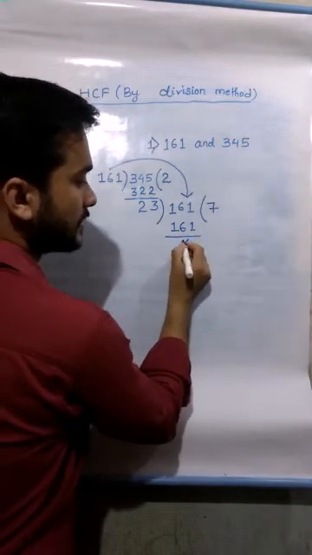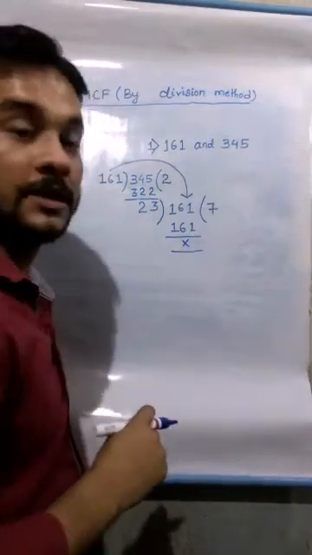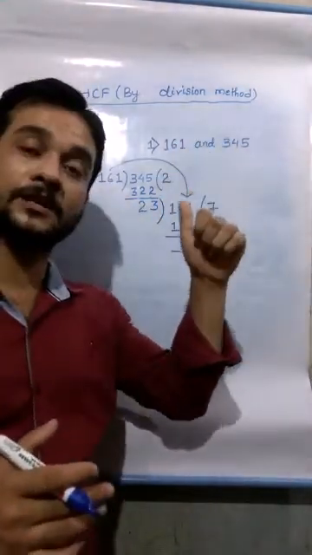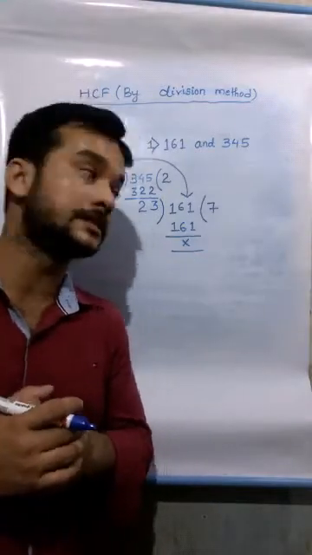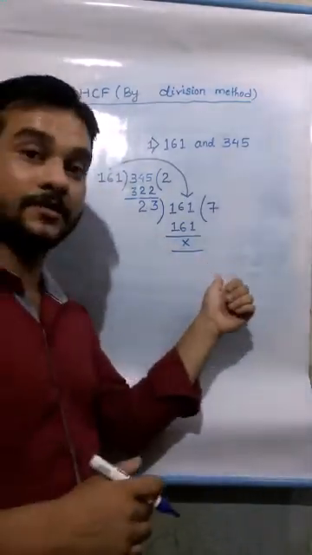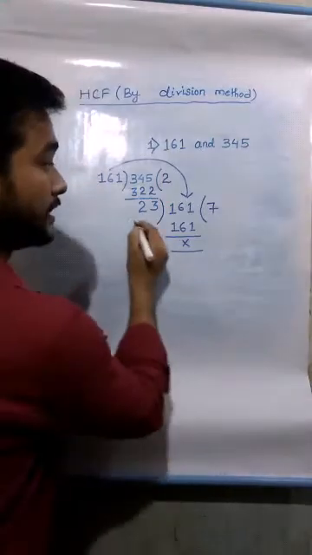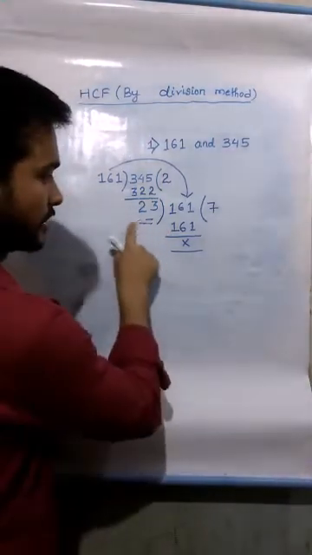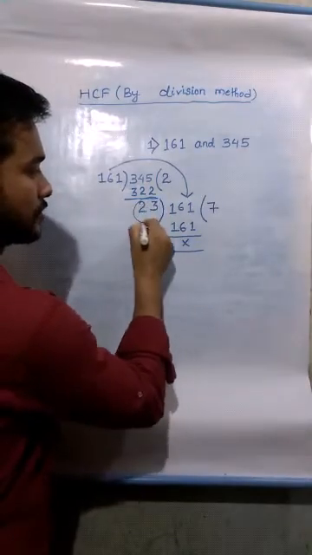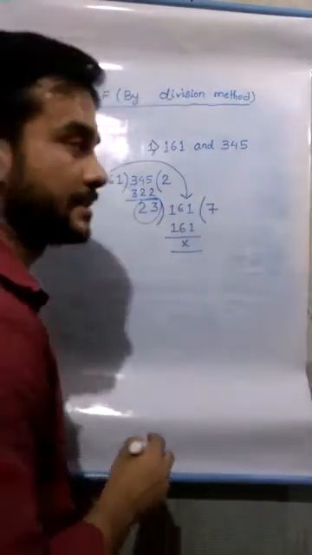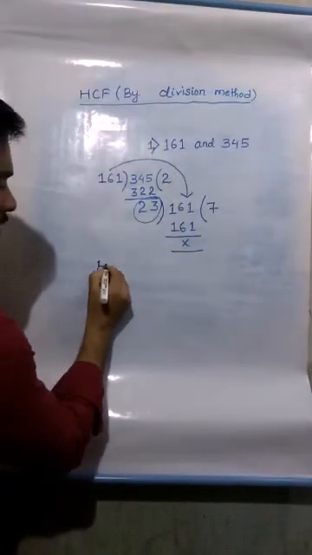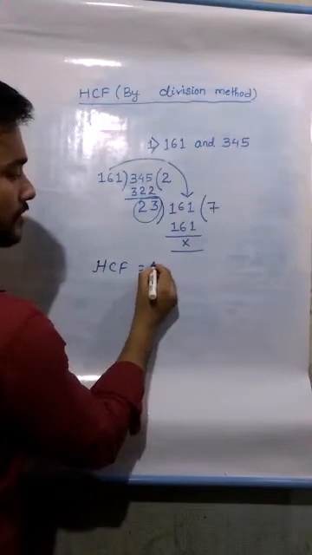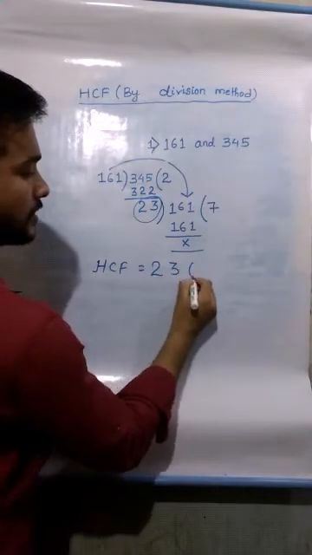Now you can see the remainder becomes 0. Again I am telling, we will do this division method until the remainder becomes 0. When the remainder becomes 0, the divisor at the last, this one, is called the HCF. So the HCF of this and this will be 23.